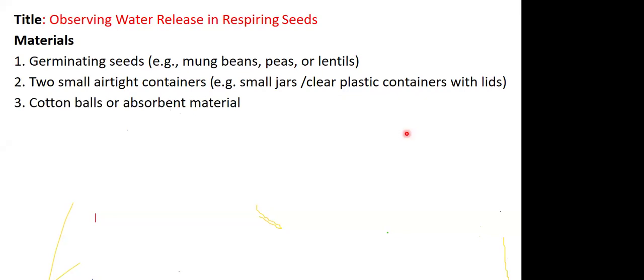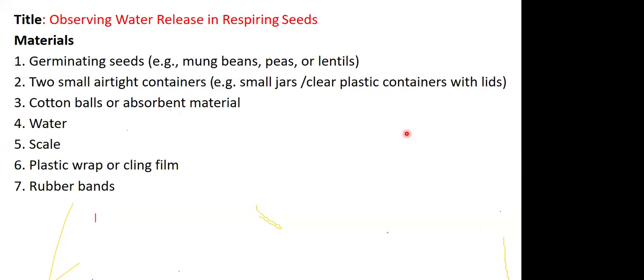Then cotton balls or absorbent material, something that will absorb the moisture, probably some water for soaking the seeds, a scale, plastic wrap or cling film, rubber bands, marker.